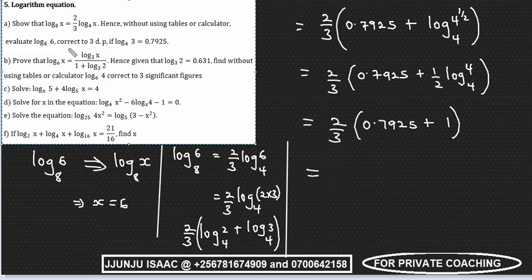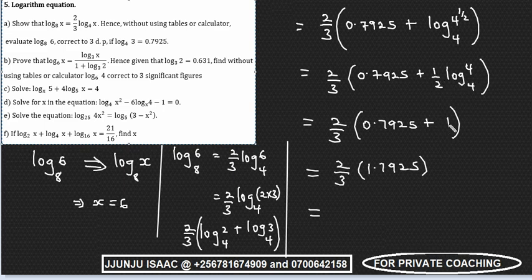Now, much as I said don't use a calculator at this point, since we have applied the necessary laws of logarithm, we can now use a calculator here by substituting this. We feed this in a calculator. This is 2 out of 3 of 1.7925. So this will give us, sorry about that, this is a half times 1.